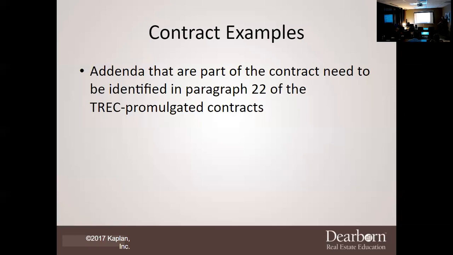If they're not included, it does not count. Does not count. We just talked about that. You've got to make certain, guys and gals, no ifs, ands, or buts about it. You've got to make certain that you include those in the contract.